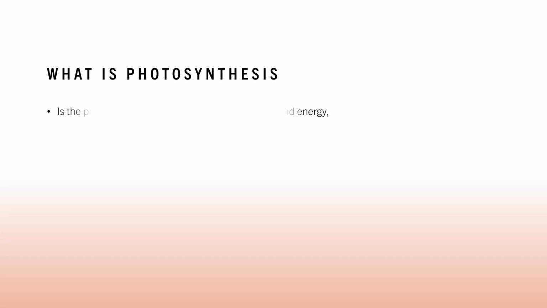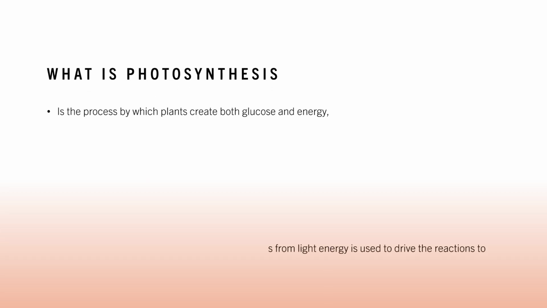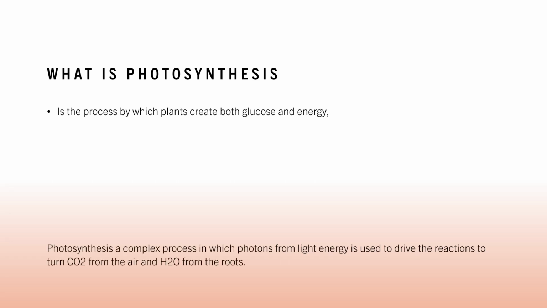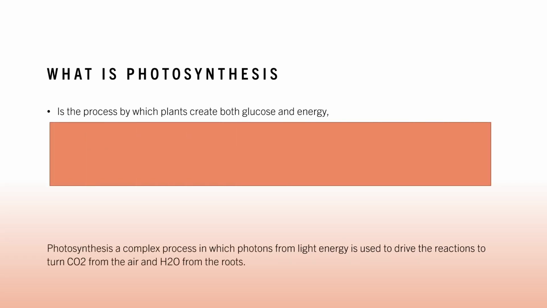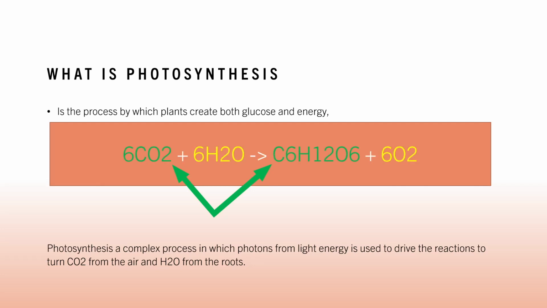What is photosynthesis? Photosynthesis is the process by which plants create both glucose and energy. Photosynthesis is a complex process in which photons from light energy are used to drive the reactions to turn CO2 and H2O from the roots into glucose and oxygen and energy.